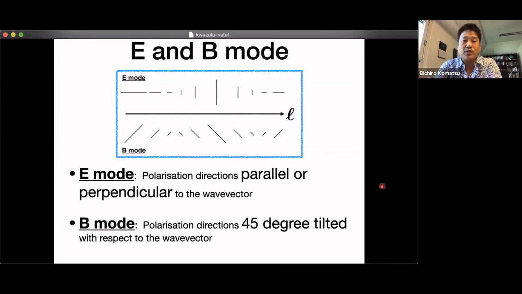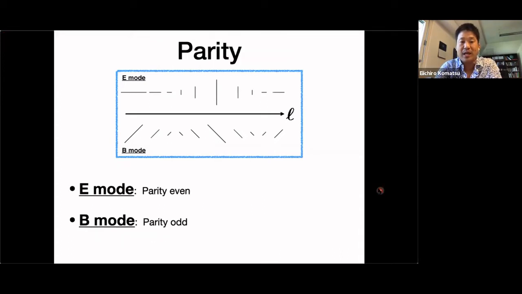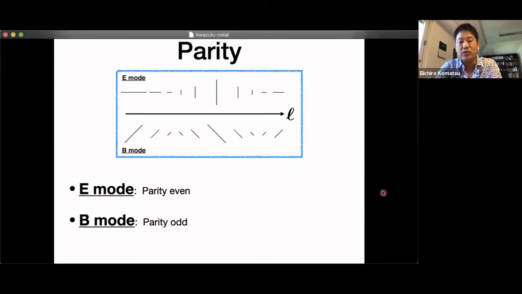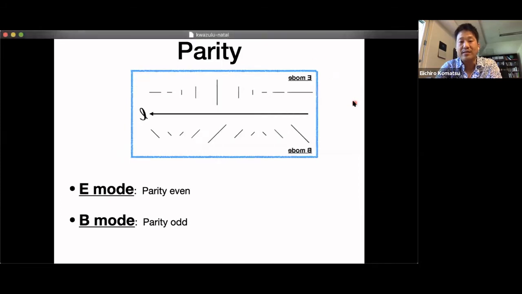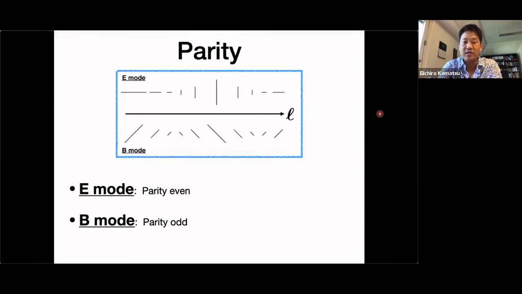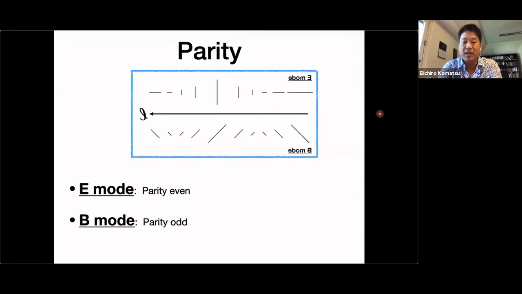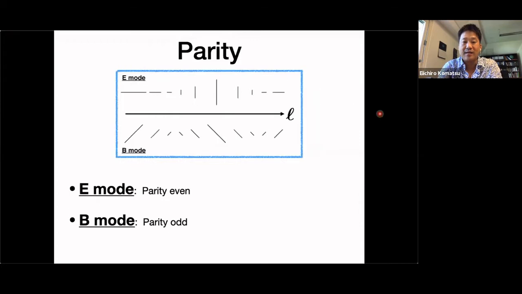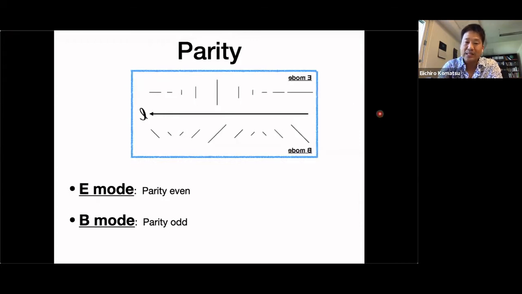And this decomposition is unique, and E and B have a very important characteristic, namely E mode is parity even, B mode is parity odd. So if you do the inversion of a space coordinate, let's say L goes to minus L, then you see here E doesn't change, but B changes sign. So B is indeed parity odd, E is parity even, and this makes E and B very special, okay?